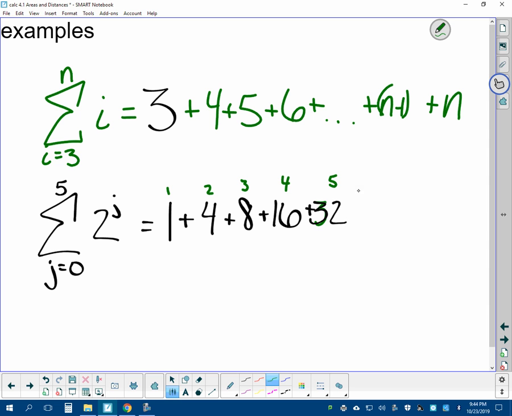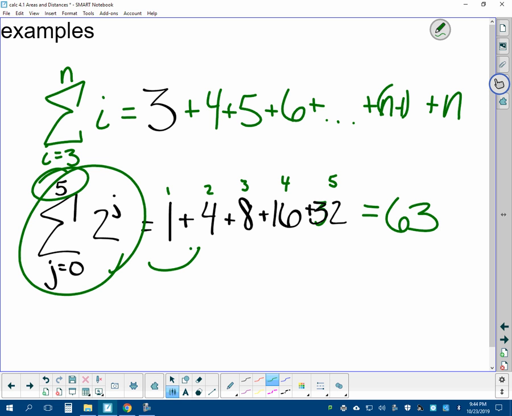The next thing I'm going to plug in is, oh, wait a minute, it told me to stop at 5. So I'm done right here finding my sum. And when you add all those up, you'd get 63. So this notation tells you to do this work to find that answer.